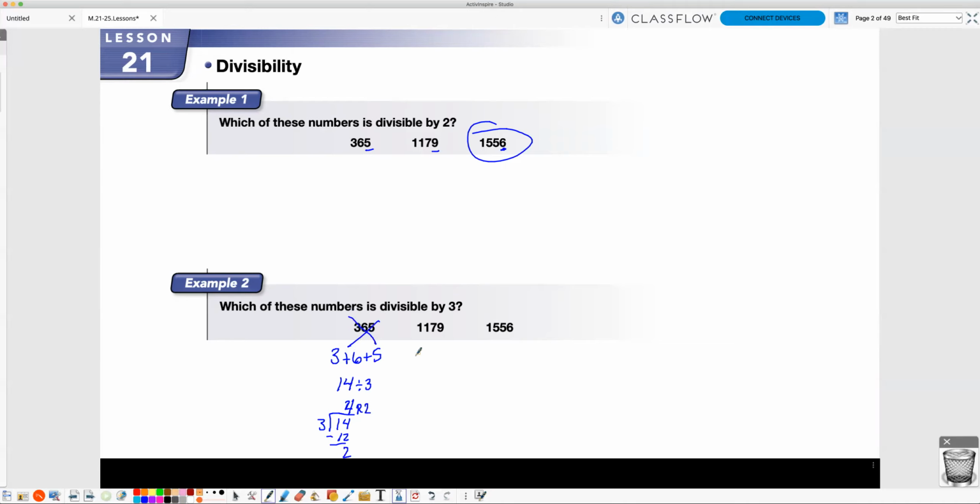Let's look at this one. If you have 1 plus 1 plus 7 plus 9, that's 18. If 18 is divisible by 3, then yes, 1,179 is also divisible by 3. And 18 divided by 3 is 6. So that means 1,179 is also divisible by 3.